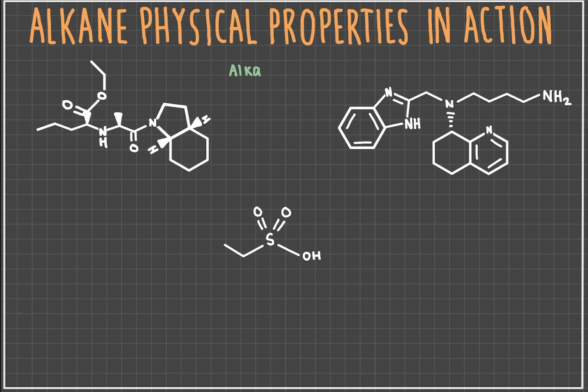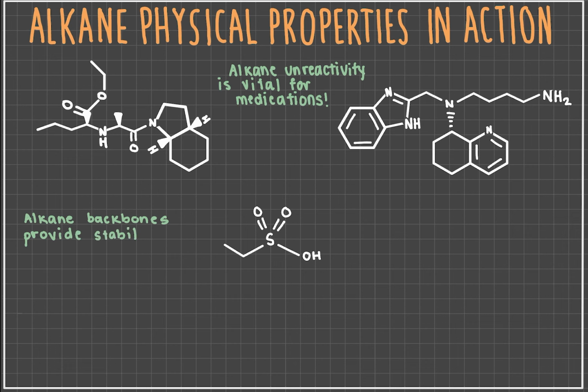Alkanes' relative unreactivity is also vital for medications. Many drugs have alkane or alkane derivative backbones in addition to highly reactive functional groups such as carboxylic acids, esters, amines, and amides. These alkane backbones allow for stability of the molecule. Since the carbon-hydrogen bond is incredibly strong, it would be difficult to damage medications via this route.